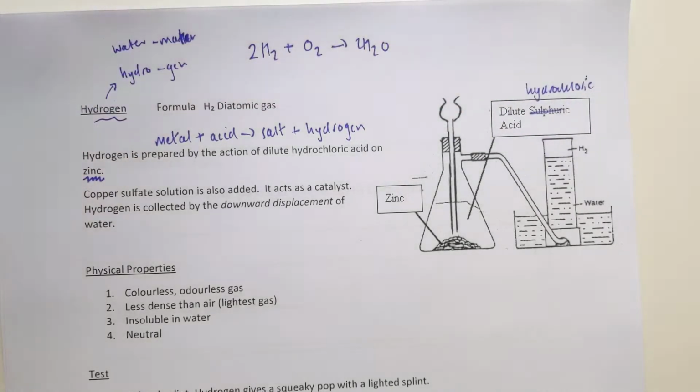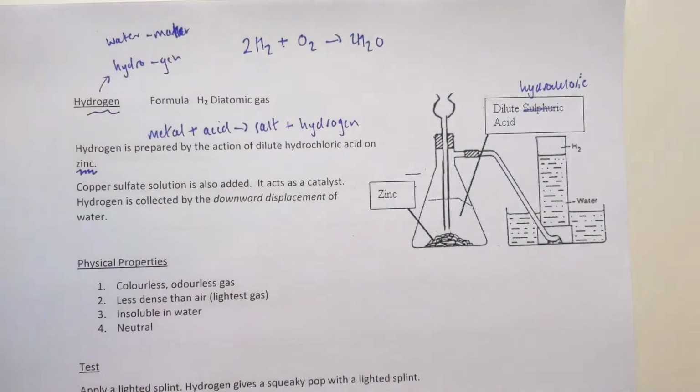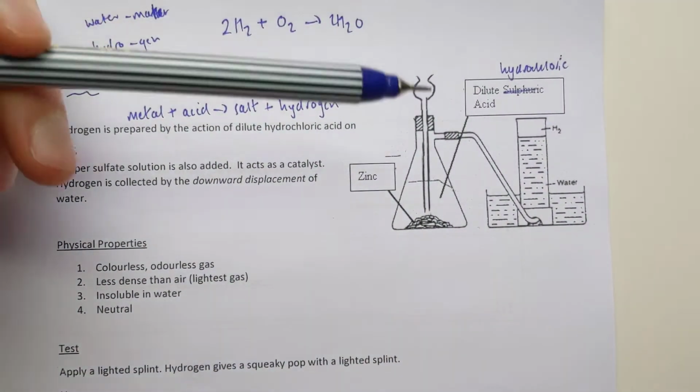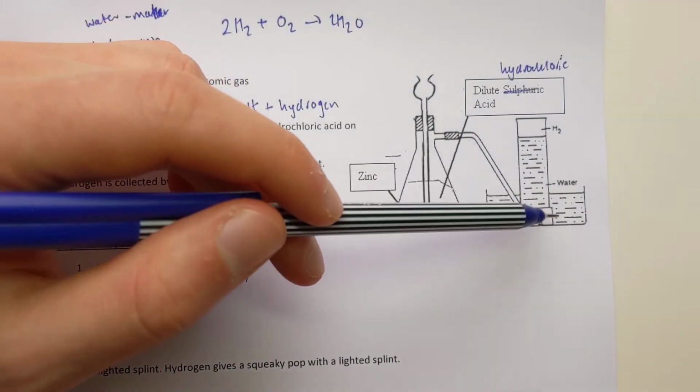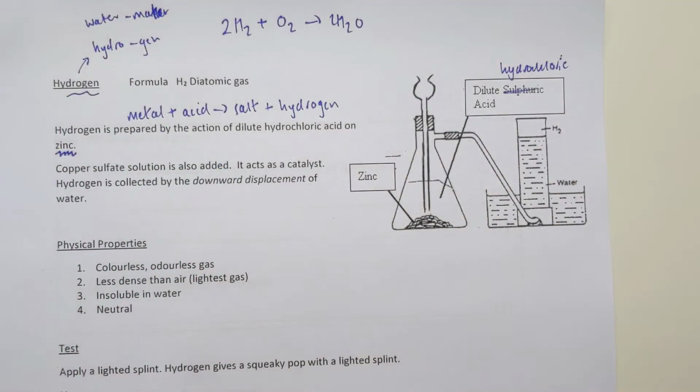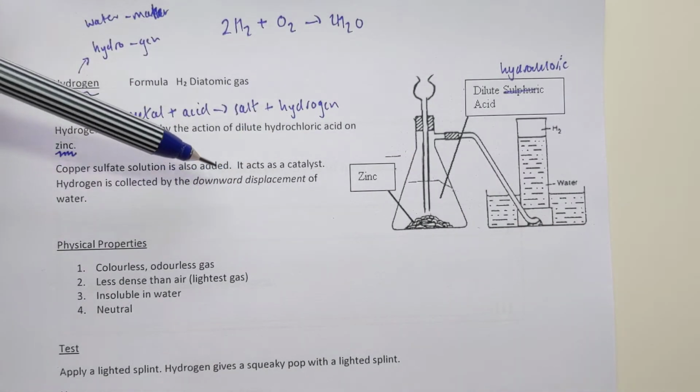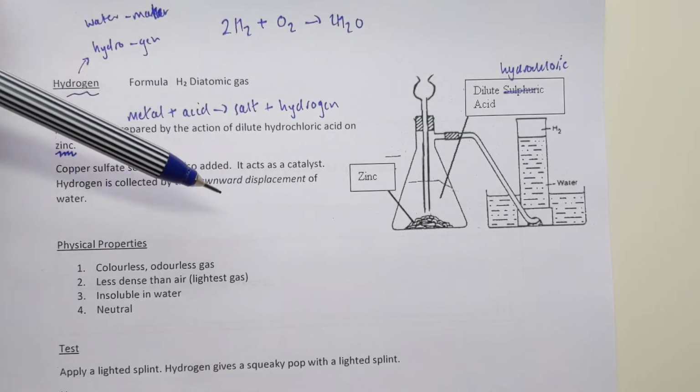In terms of the apparatus you use, it looks a little bit complicated. We've touched on this a little bit already in the reactivity series. We've seen this kind of apparatus before. In chemistry, whenever you're trying to trap a gas you're making, to see if it is actually the gas you're expecting, you do a test on it. We use a technique called downward displacement of water. So breaking that up, downward displacement means you're pushing water downwards.